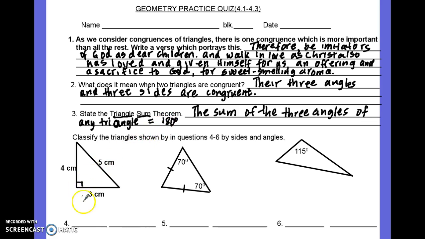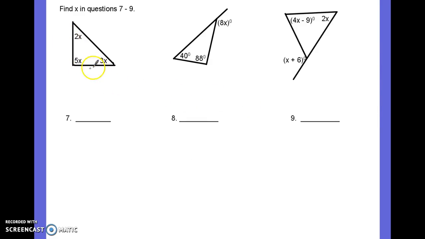Okay, with that in mind, let's go ahead and do a question that relates to that. Take a look at this one here. It says find x. This is number 7. And we've got the three angles in terms of x here. So what we would do, we would say 2x plus 5x plus 3x equals 180. 2x plus 5x, 7x, 7x plus 3x would be 10x equals 180.